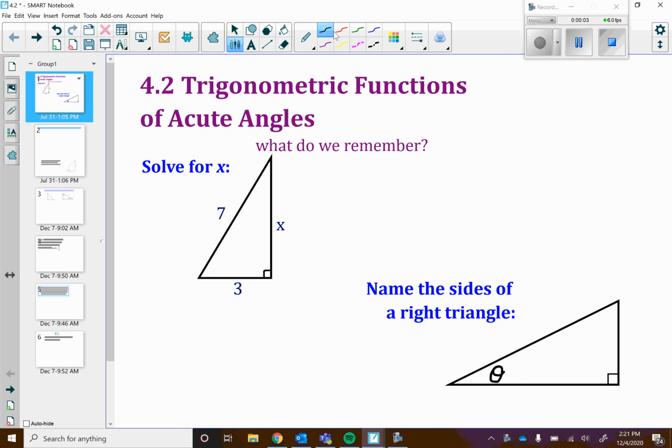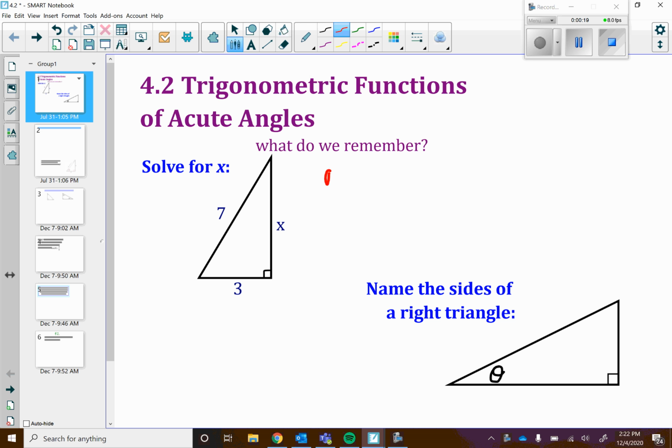All right, pre-calc, we are going to do 4.2, trig functions of acute angles. So the question of what do we remember? In this first problem, we've got a right triangle, sides 3, x, and 7. How would we solve for x?